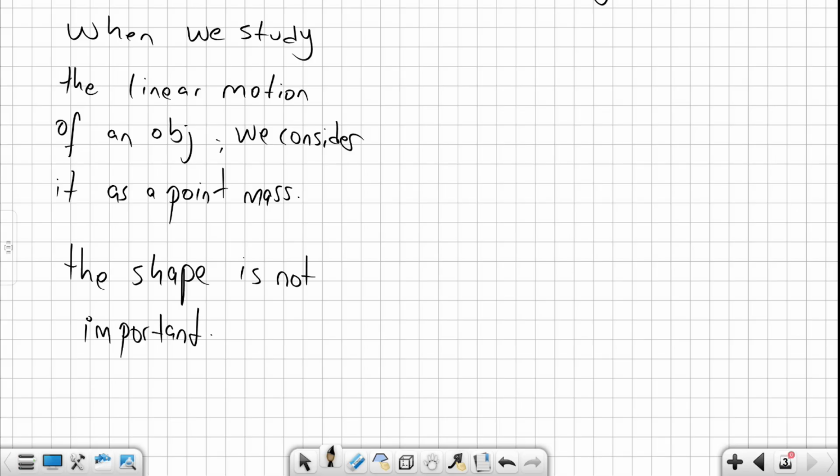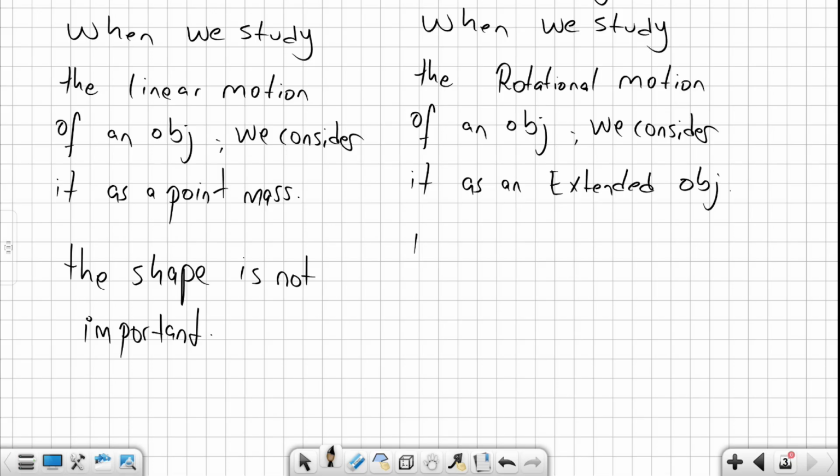What about an extended object? An extended object is when we study the rotational motion of an object, we consider the object as an extended object. What do you mean by this? It means the shape is important and we have to take it into account. So the shape is important.